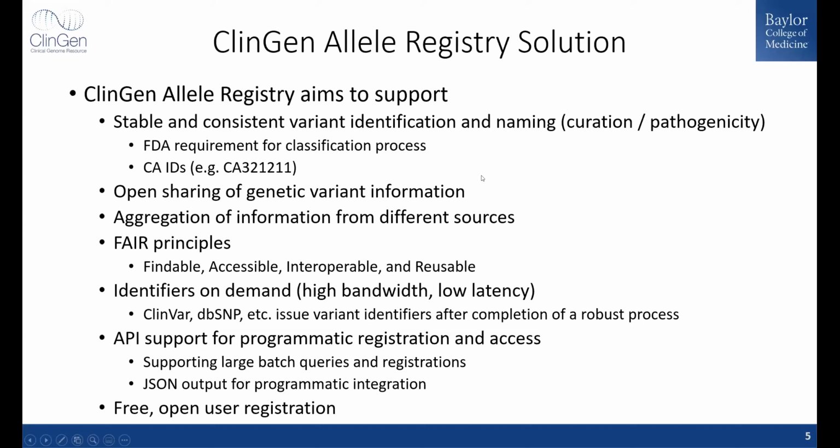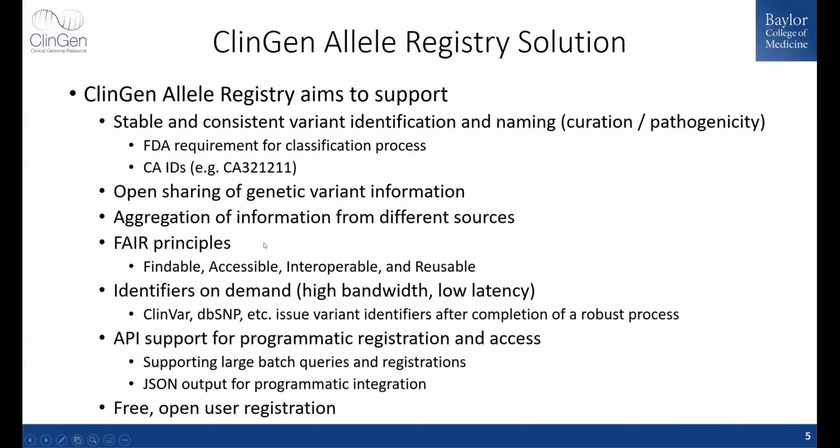We also wanted to support open sharing of genetic variant information and aggregation of information from different sources, all within these FAIR principles: findable, accessible, interoperable, and reusable. Also wanted to be able to produce identifiers on demand, so high bandwidth and low latency, so not a bottleneck of a long process.